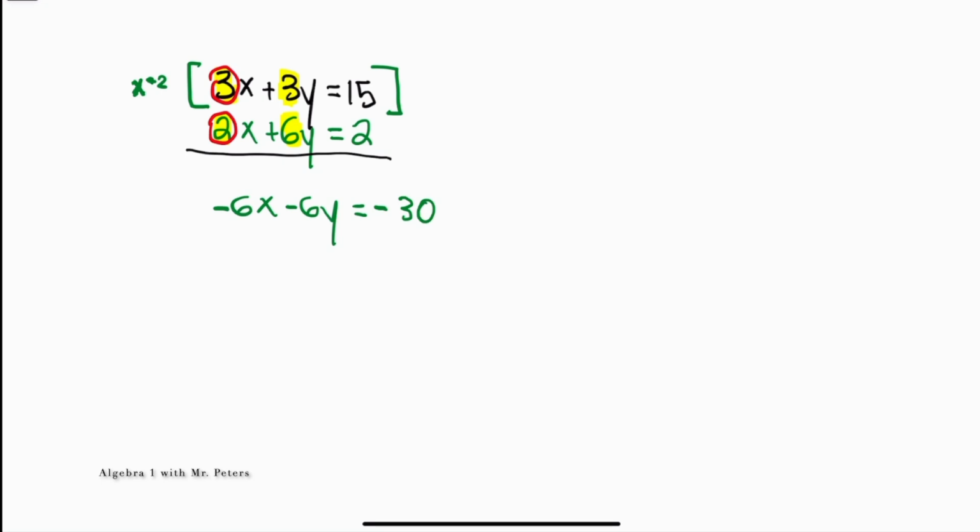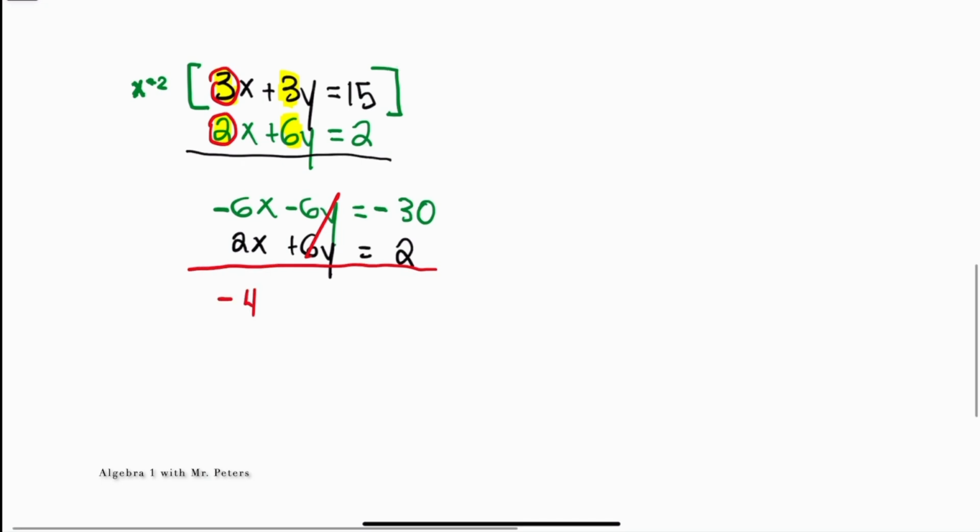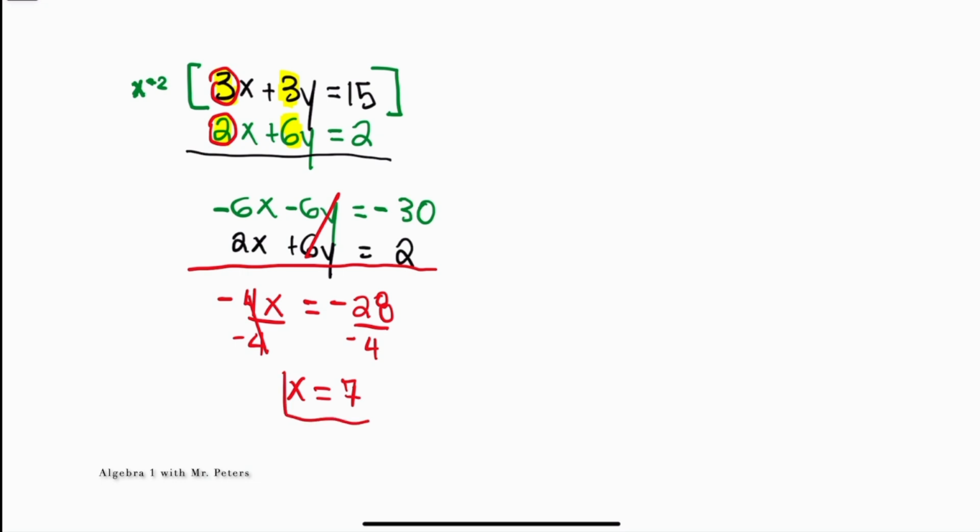Now the bottom equation is going to stay the same because I'm trying to cancel out my y's. And when we pay attention to the y's, we notice that we have a negative 6 and a positive 6. So they're going to cancel. What we're left with now is -4x = -28. We just combine our x's coefficients. Divide by negative 4 to get x by itself. We're going to get x = 7.